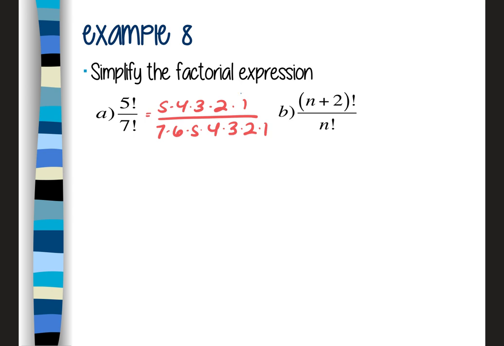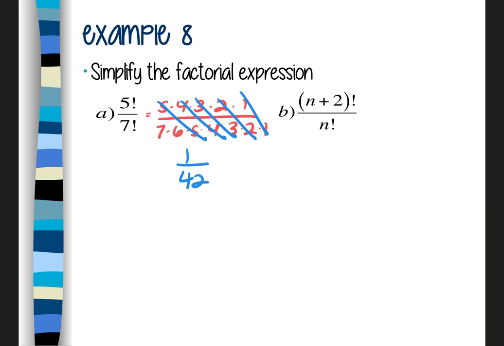And then I would cancel the 1s, I would cancel through the 2s, the 3s, the 4s, the 5s, right? And I get 1 over 42. And that is one way to do it. But if you learn this trick, it saves you work, which we love to do. Take the bigger factorial and break it down until you hit the smaller factorial.